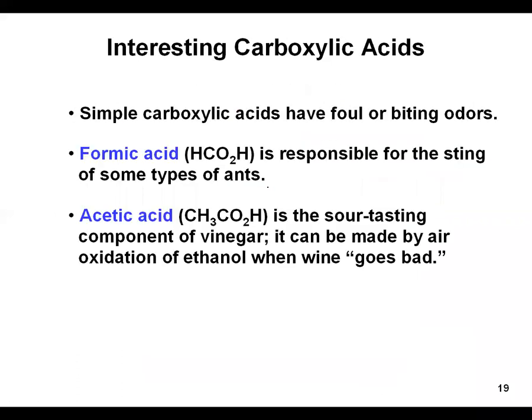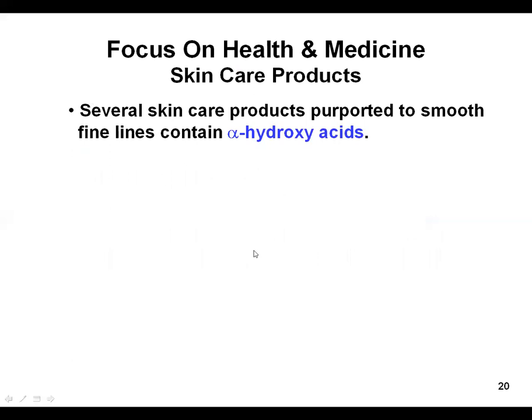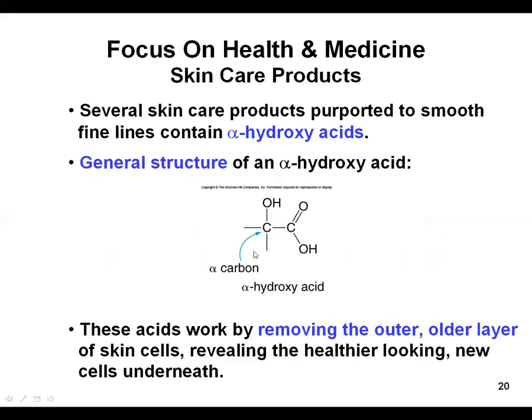Now, some simple carboxylic acids: formic acid, which is methanoic acid, and acetic acid, which is ethanoic acid. For example, the biggest part of vinegar is basically acetic acid. Now, sometimes with carboxylic acids, several skin products are what is known as alpha hydroxy acids.